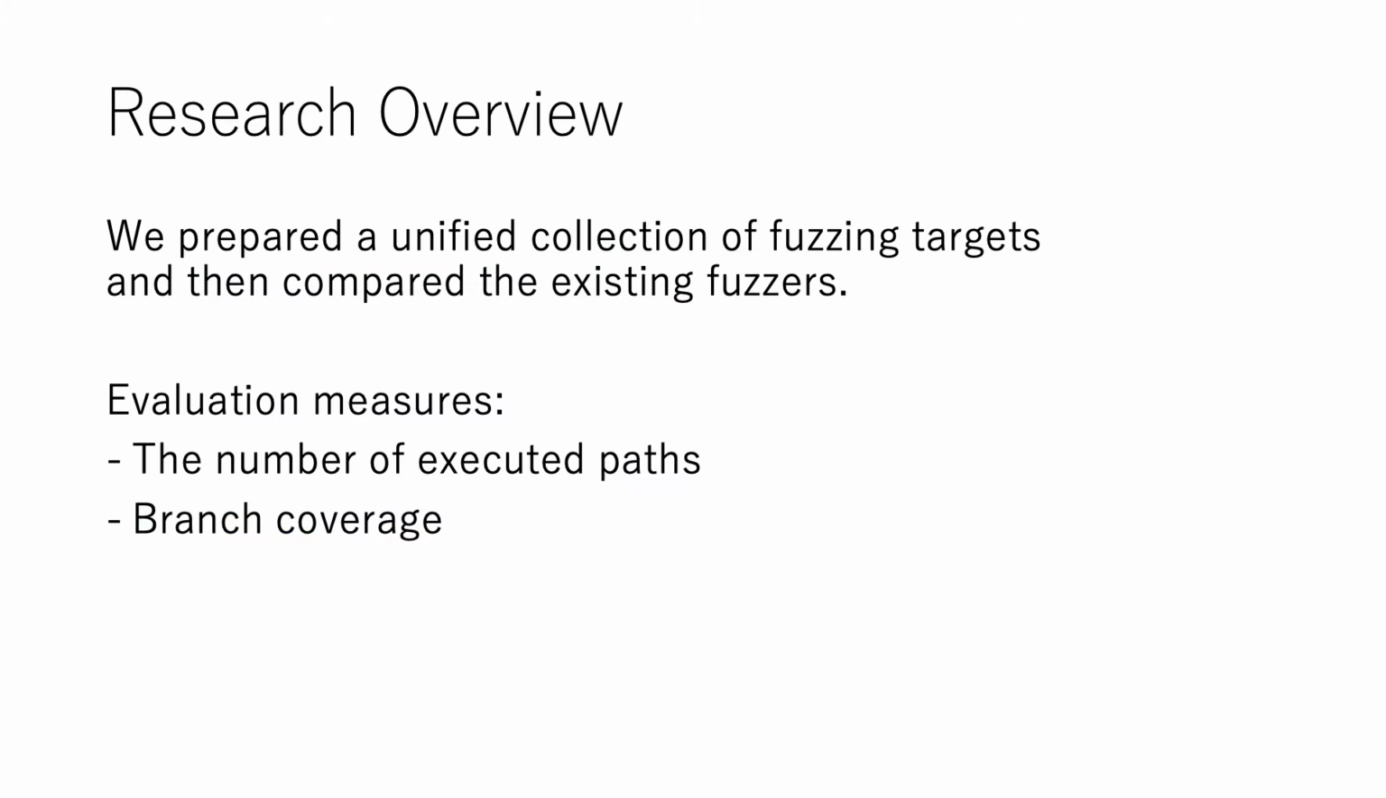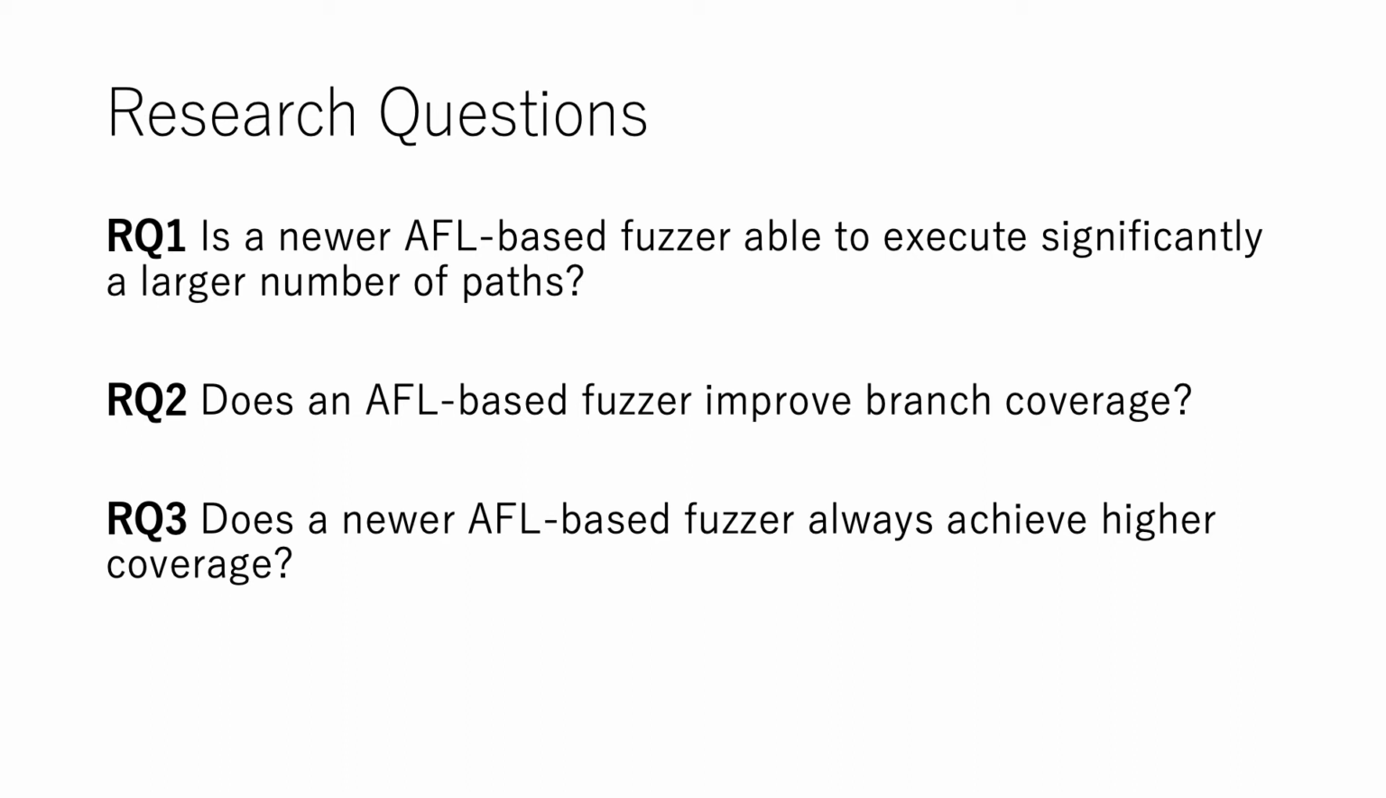Here is our research overview. In this study, we prepared a unified collection of fuzzing targets and then compared the existing fuzzers. We used two evaluation measures. One is the number of executed paths. Another one is branch coverage. We will answer three research questions.